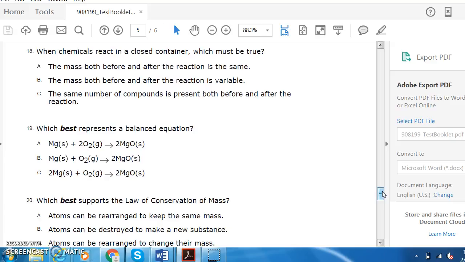When chemicals react in a closed container, which must be true? A. The mass both before and after the reaction is the same. B. The mass before and after the reaction is variable. Or C. The same number of compounds is present both before and after the reaction.